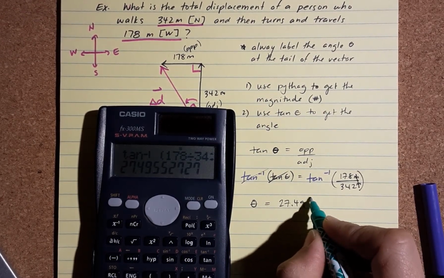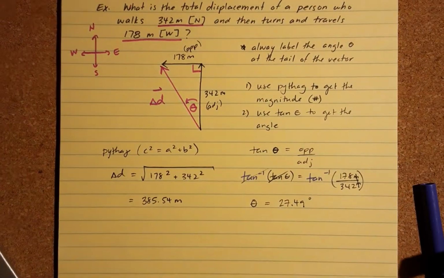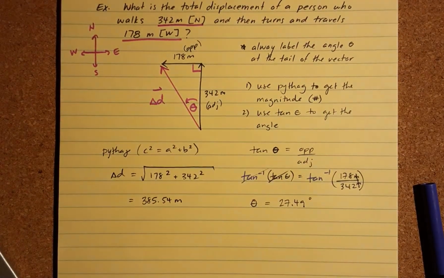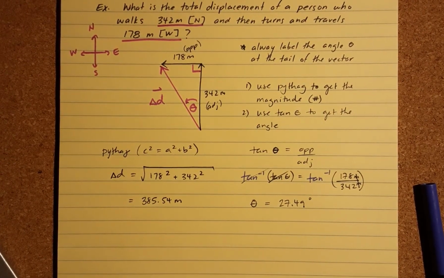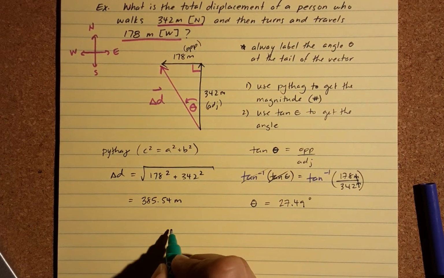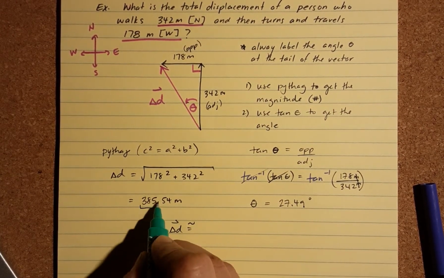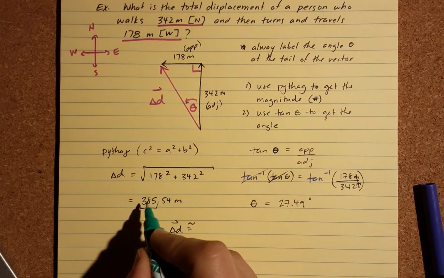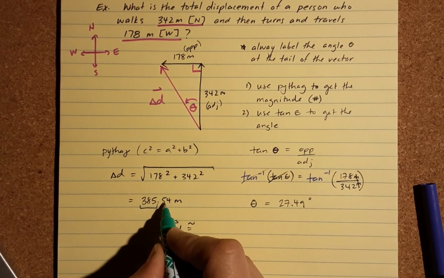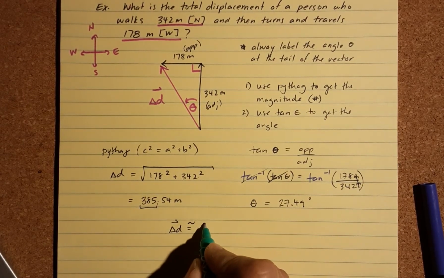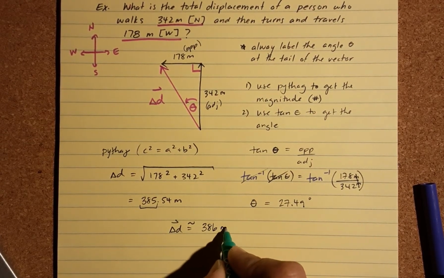Okay, and that's degrees. And now I'm going to put these two things together and round to the correct number of significant digits. When I look at my question, I was given 3 significant digits, so my final answer can have 3 significant digits. So my final displacement is approximately, okay, I've got 385 here, but there's a 5, so that puts me in the middle. So I'm going to round that to an even value, 386 meters.